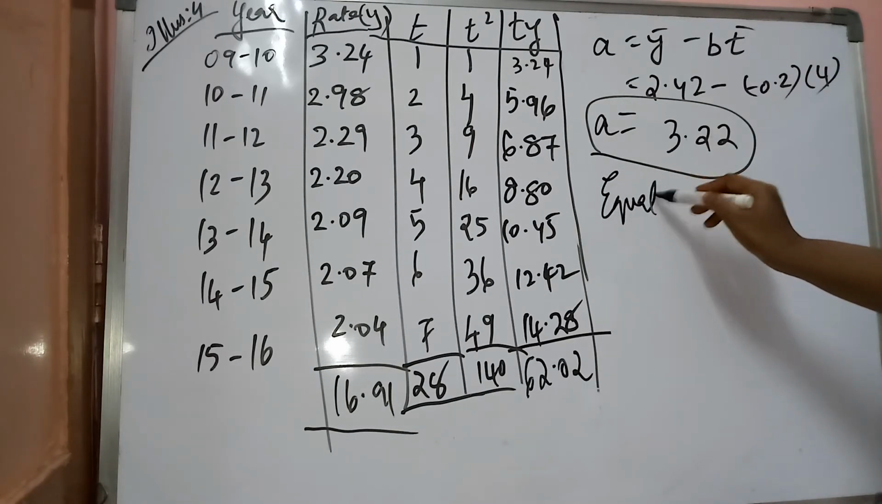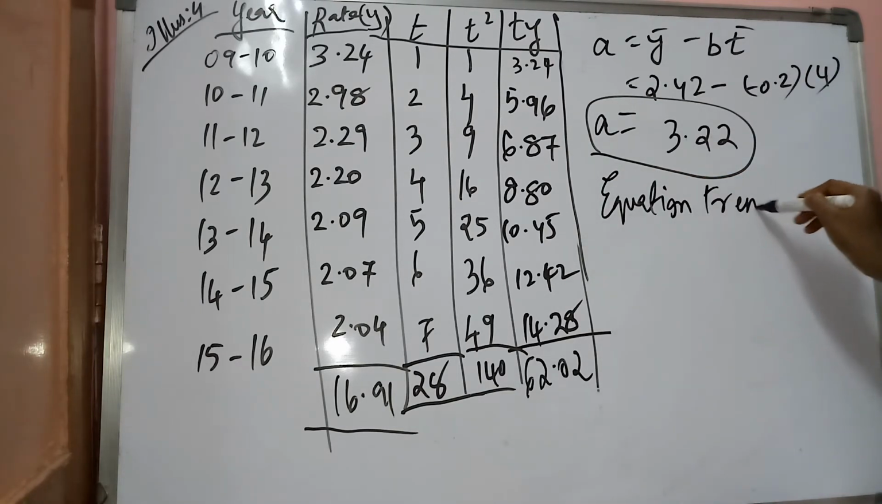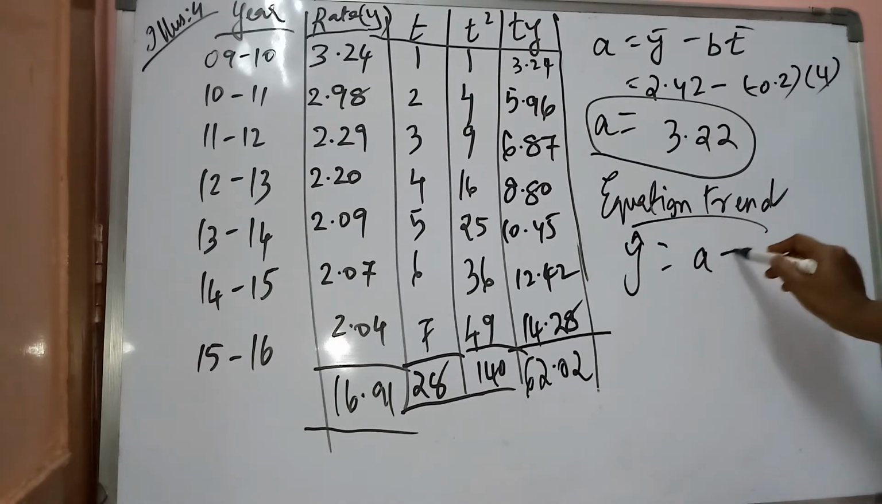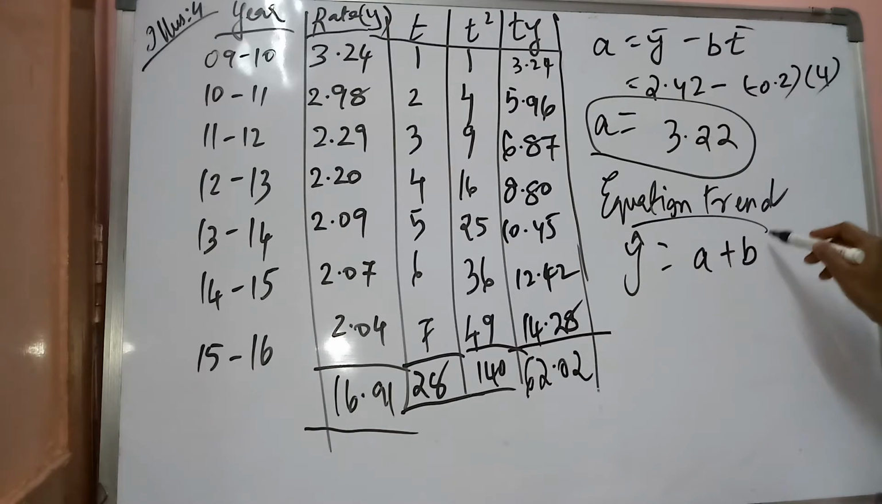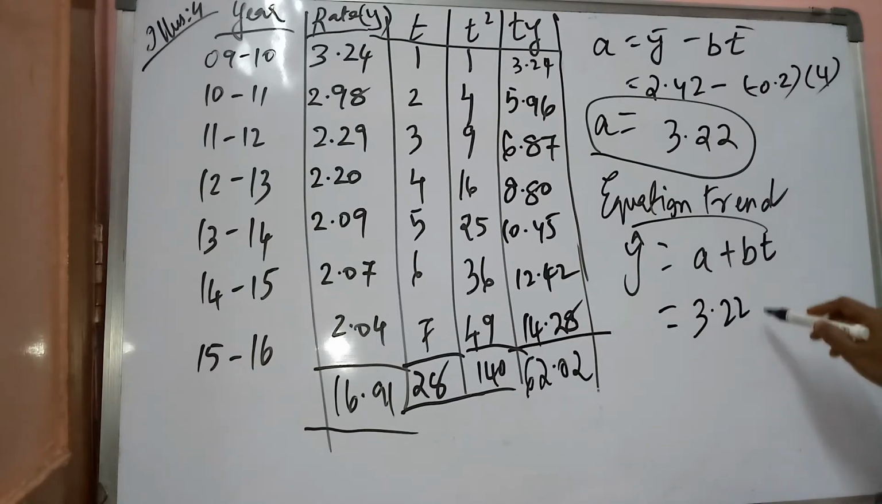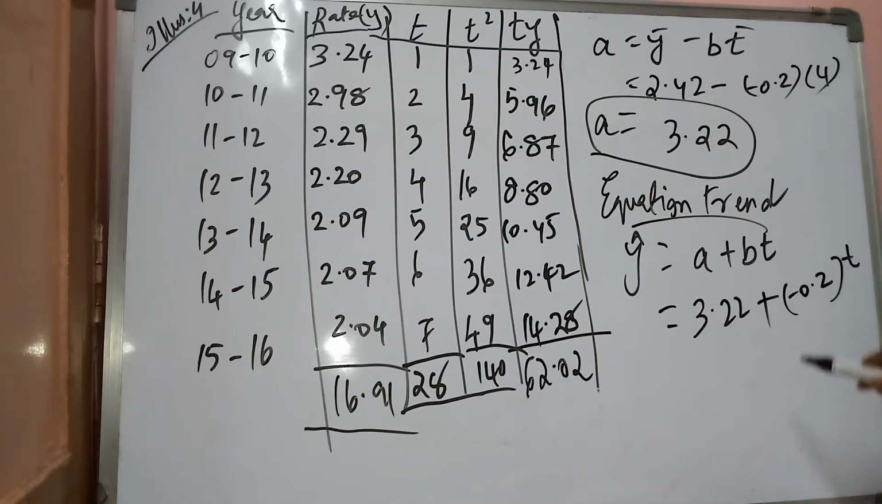Then afterwards you have to find out the trend equation. So the trend equation is your Y cap. So Y cap is equal to, again, a plus bt. It is t. So a is 3.22, which you have found out already, plus b is minus 0.2 into t.